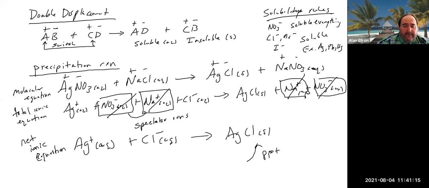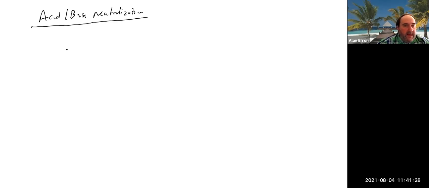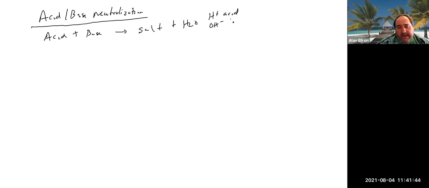Another type of reaction that we could classify that falls under that double displacement reaction was the acid-base neutralization reaction. And remember, when we take an acid plus a base, we basically make two things. We make a salt and water. The water really comes from the H+ from the acid and the OH- from the base. The salt is basically an ionic compound, whatever is left over.